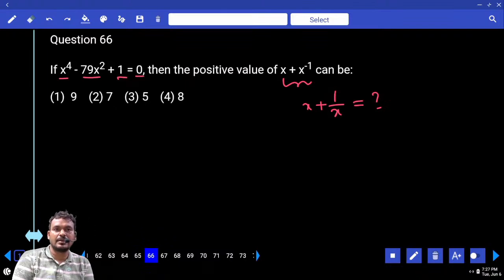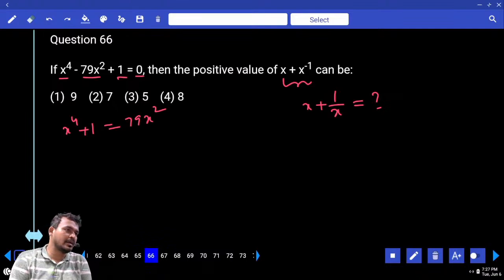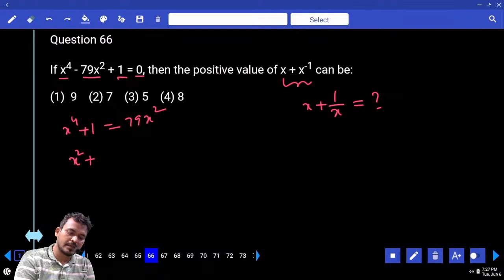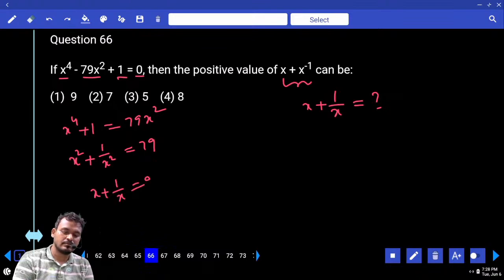First of all, left hand side negative 79 x square will become right hand side positive 79 x square or not? This one I written x power 4 plus 1 equal to 79 x square. Then the entire equation is divided by x square. Then we are getting x square plus 1 by x square equal to 79 or not? Then x plus 1 by x equal to 9 or not?